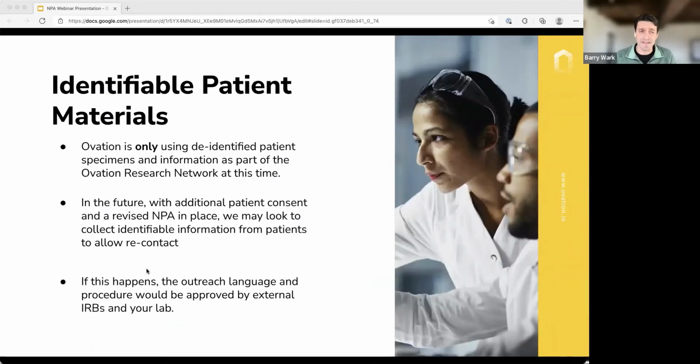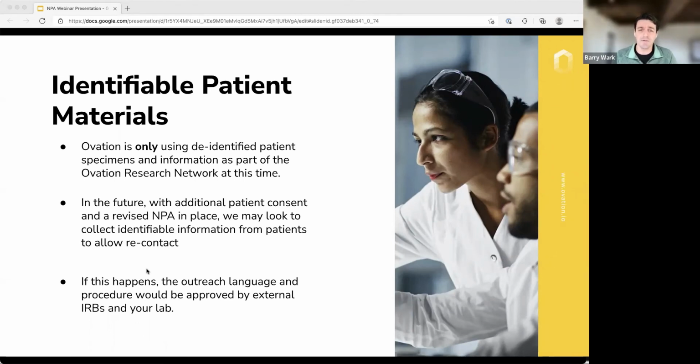I want to emphasize that today the Ovation Research Network is only using de-identified patient specimens. However, there are two important points in Section 3, Part D that explain how identifiable patient information may enter into our partnership together in the future, and I want to call those out. With additional patient consent, we may look to collect identifiable information from patients who enroll in clinical trials as part of the Ovation Research Network.